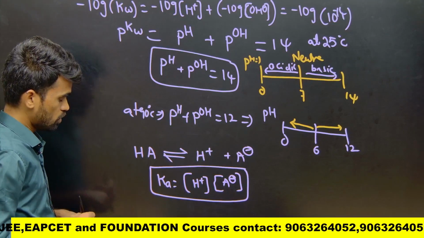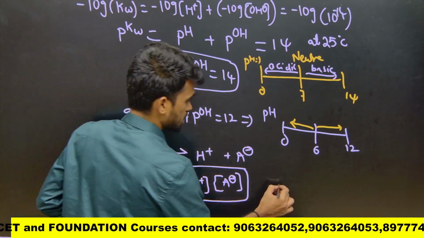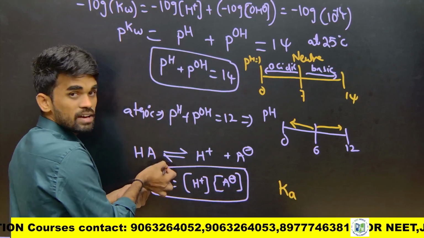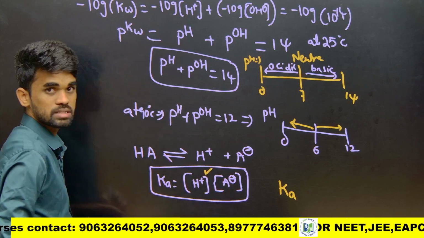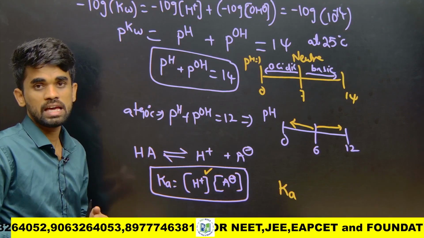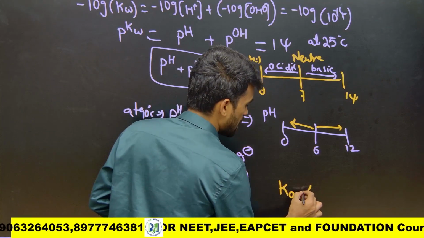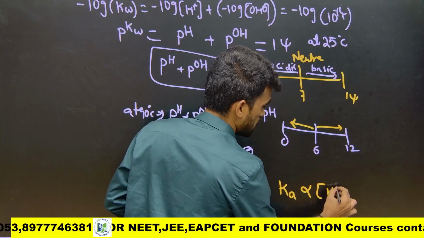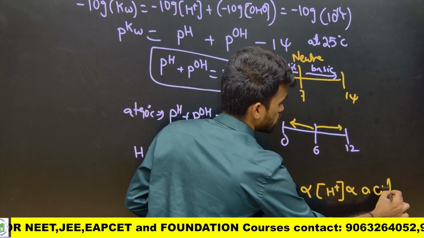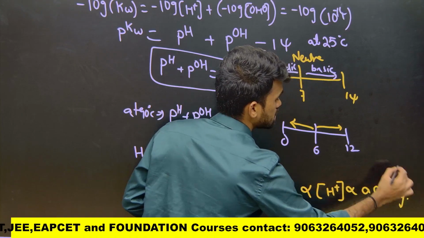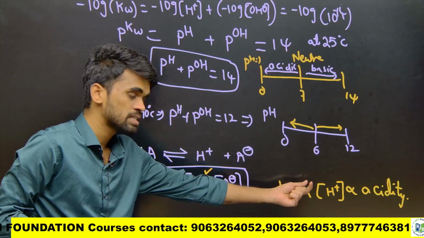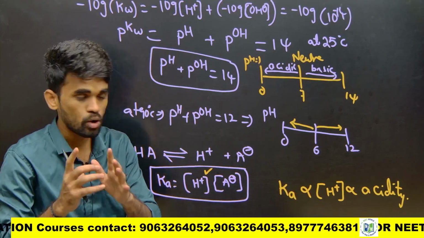From this what you can understand is, the greater the Ka value, the greater is the value of H plus. It means the stronger the acidic nature, the greater is its Ka value. So I can write Ka is directly proportional to the concentration of H plus. This is a direct indication of its acidity. The greater its acidic nature, the greater its Ka value and its H plus ion concentration. Hope it is clear.